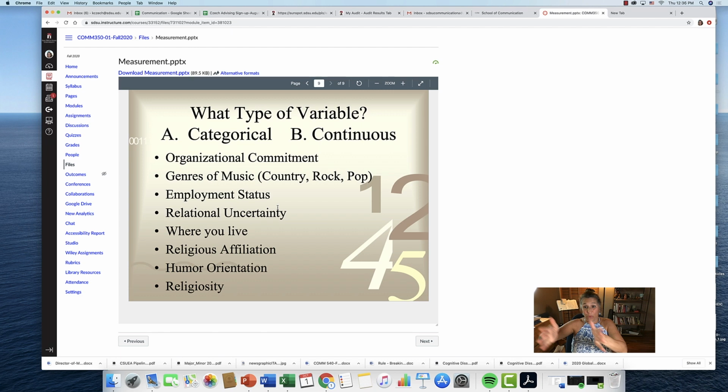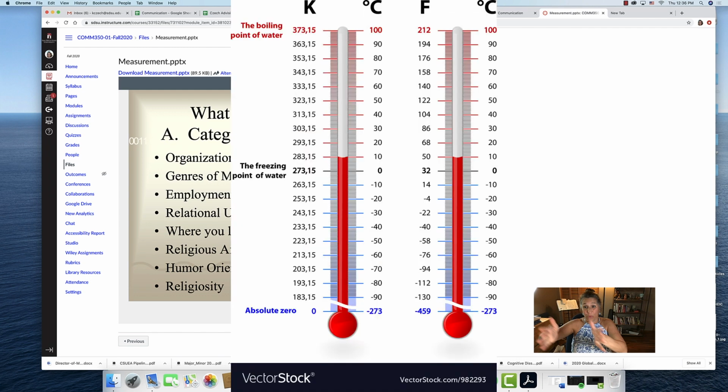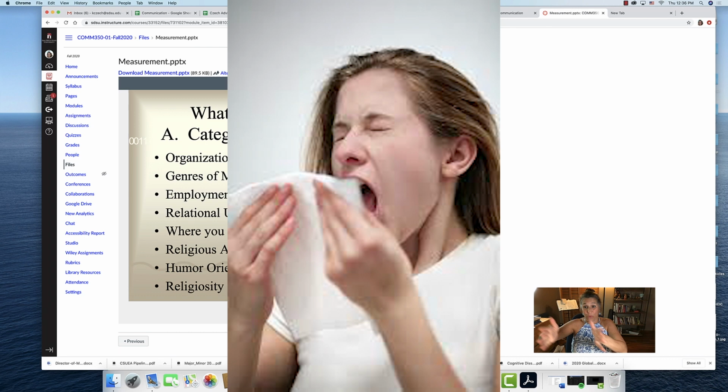If I'm just checking a category, like genre, my favorite genre of music, that's going to be nominal. Employment status is nominal. Relational uncertainty is interval. And I gave you a couple of easier examples to understand. When we measure temperature, do we measure it in both positive and negative? Ding, ding, ding. Yes, if we're using oh, I'm going to sneeze.